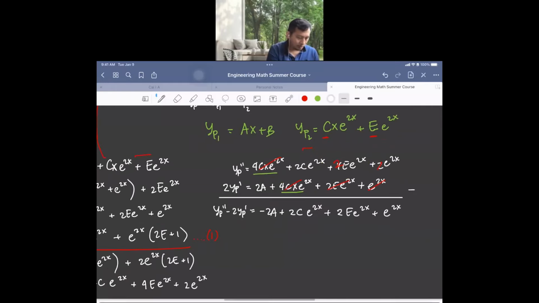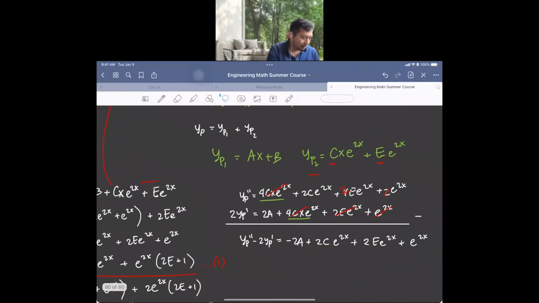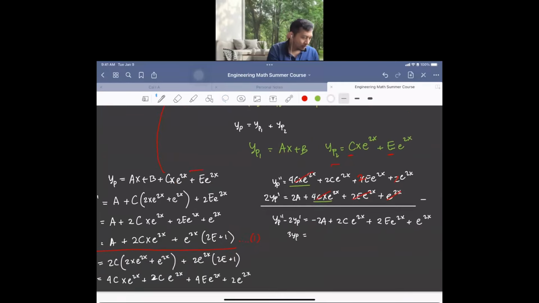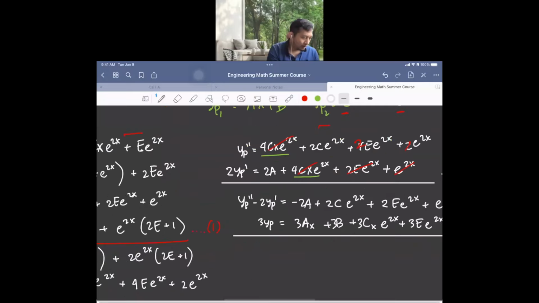Okay, that's the first, and then we need to compute this with minus 3y, so 3yp. yp is 3ax plus 3b plus 3cx e^(2x) plus 3e e^(2x), and then minus.